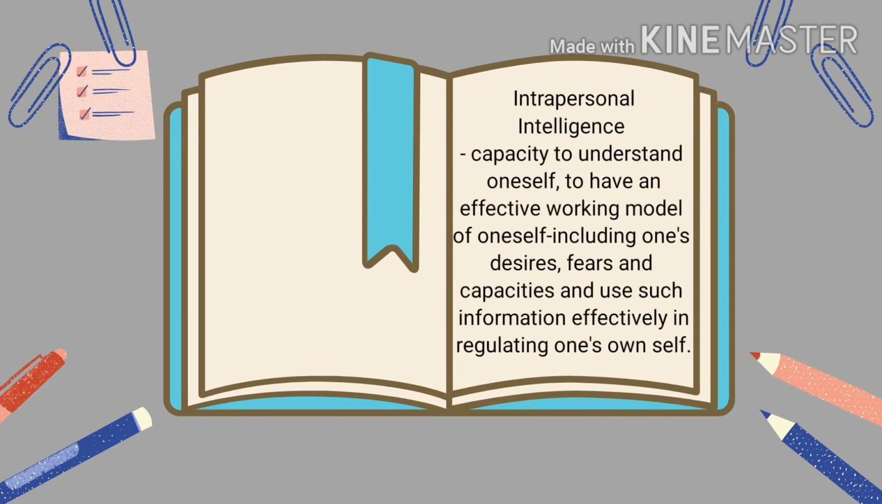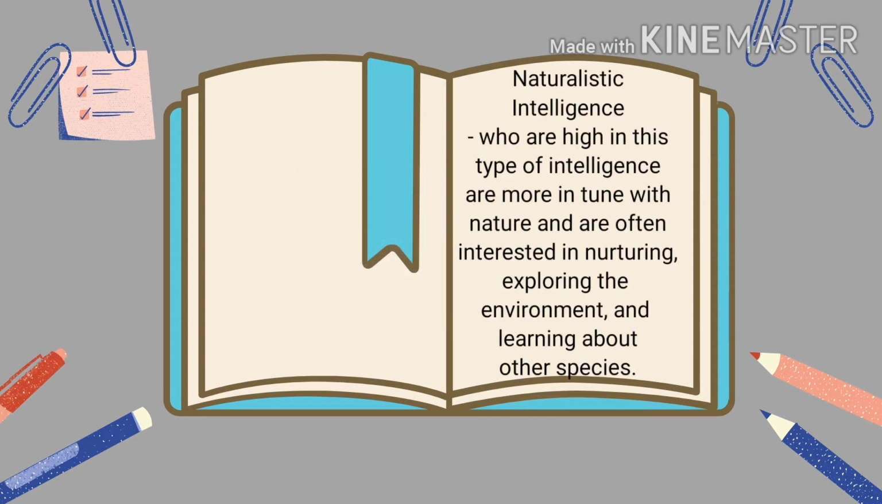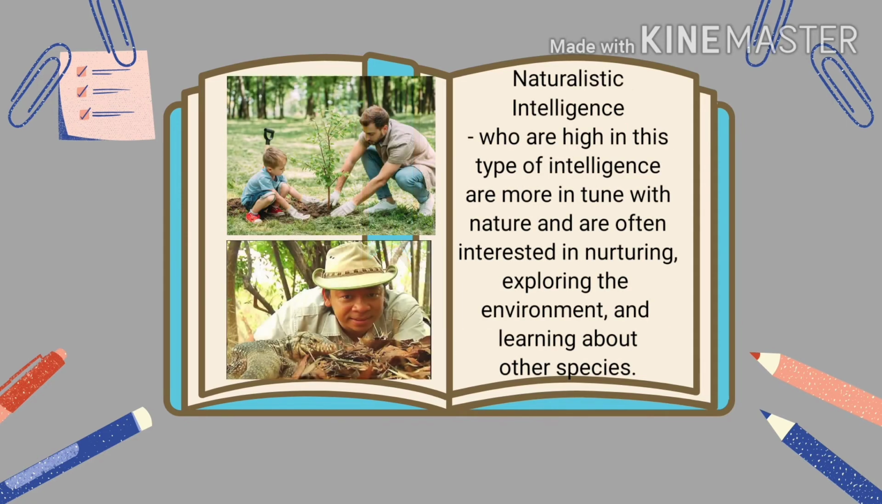Intrapersonal intelligence, capacity to understand oneself, to have an effective working model of oneself, including one's desires, fears, and capacities, and use such information effectively in regulating one's own self. Naturalistic intelligence. Those who are high in this type of intelligence are more in tune with nature and are often interested in nurturing, exploring the environment, and learning about other species.